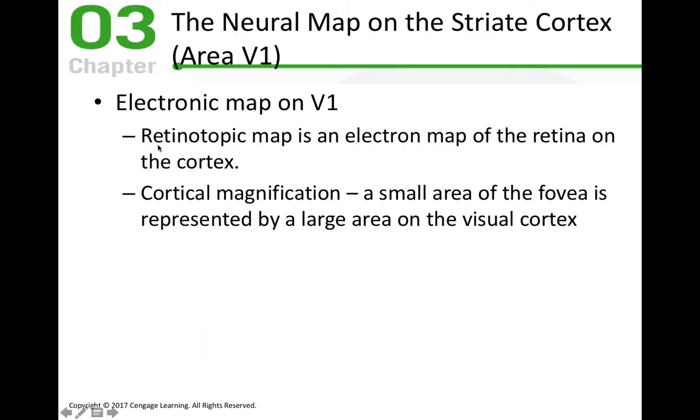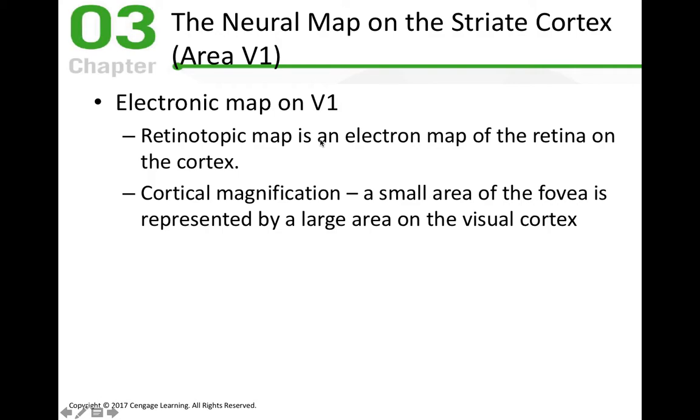And I already mentioned this. We have a map of the retina on the cortex. So this is very interesting. We have an actual map of the visual field onto the retina. Just think of it as a copy of the outside world visually that the cortex has, and this map is maintained throughout the visual system.